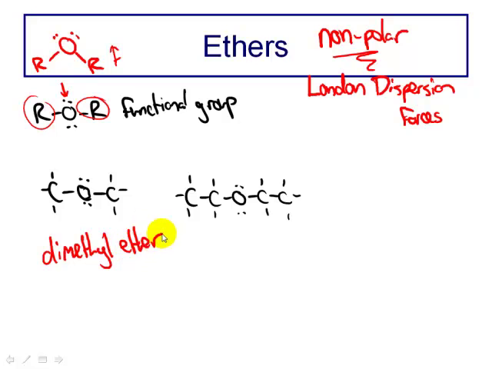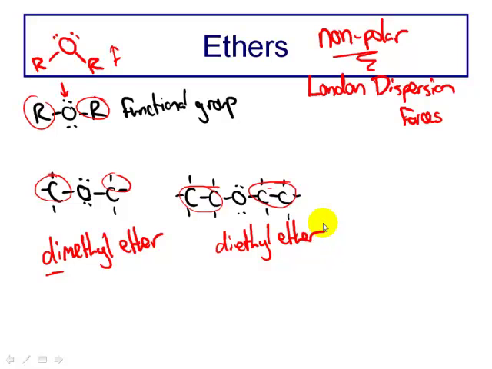If we take a look here at a couple, this guy right here is called dimethyl ether. The reason it's called dimethyl is that di stands for 2. Each of the carbon branches is 1 carbon long. And then over here, each carbon chain has 2 carbons, and so this is called diethyl ether.